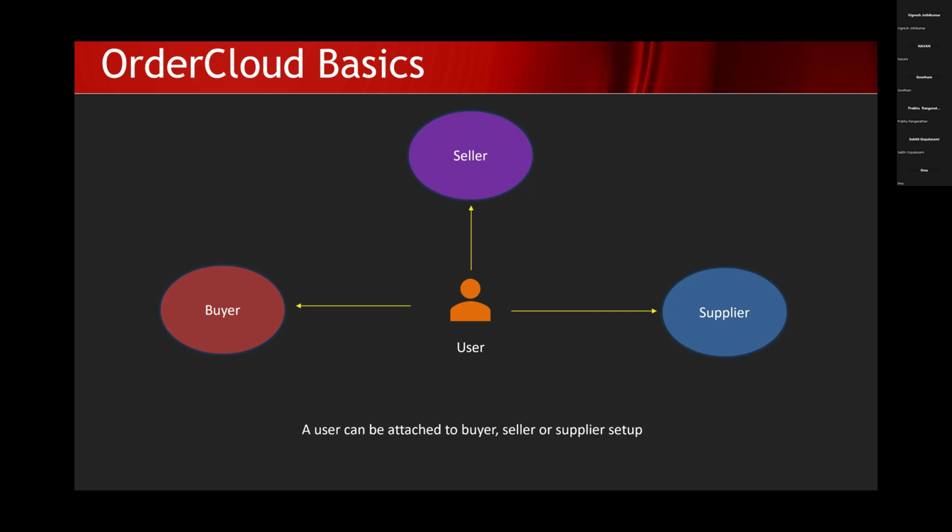But then the context could switch. A buyer user is somebody who is a shopper, who goes and gets a product from the website that we have hosted. So the user can be attached to a buyer, seller, or supplier setup. This is where OrderCloud is totally different. You are talking from a multi-dimensional point of view. You're talking from a buyer point of view also, and you can talk from a seller point of view. So in one of the slides, I think it's the next one, yeah.